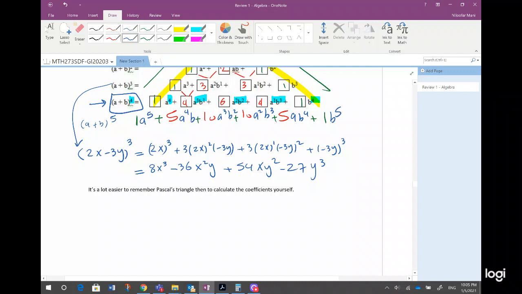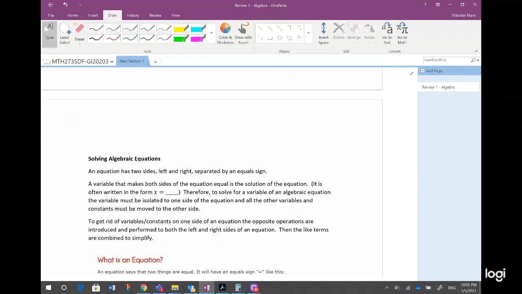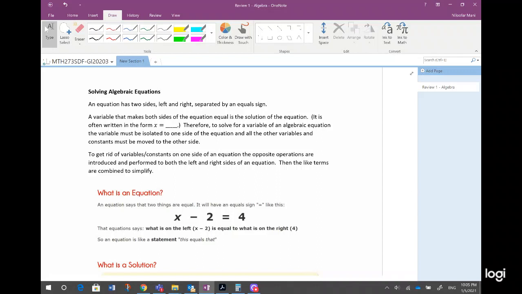So remember, if I don't have just a, for example, instead of a I have 2x, I have to continue to calculate. If I don't have just b, I have minus 3y, for example, I have to continue to calculate. And then I have to find these numbers, right? So you can practice, for example, to do 2x minus 3y power 4. That can be your practice. Find the answer. So the next one is solving algebraic equation.